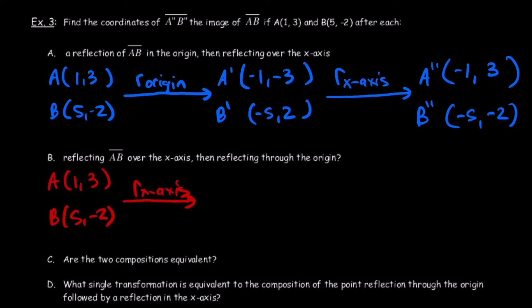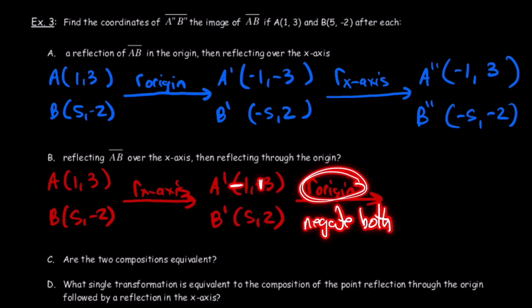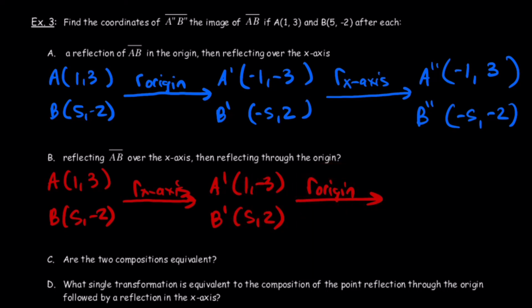So we've already mentioned this. Reflecting in the x-axis means you negate y. So I'm going to negate those right there. So A prime is going to be (1, -3). B prime is going to be (5, 2). Then I reflect in the origin. And review, reflecting in the origin, negate both. So I'm going to negate both of these. And let's see, I get A double prime. If I negate both of those, that's (-1, 3). B double prime, negate both of those, is (-5, -2).